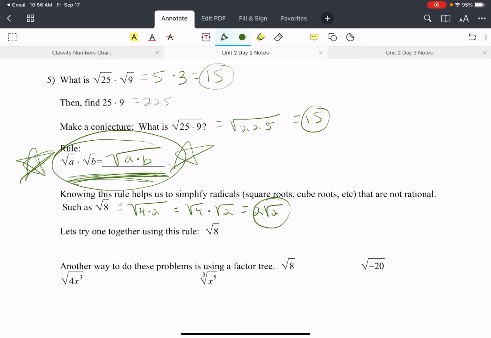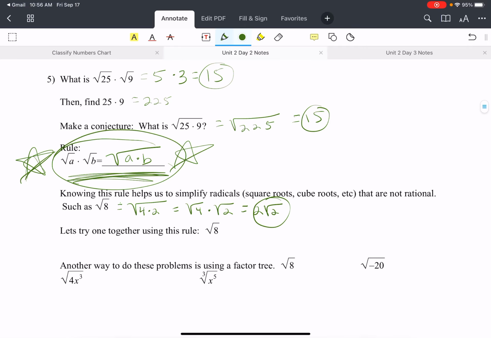Okay, so again, the other way is by using factor trees, okay? So what I'm going to do is I'm going to take this 8 and I'm going to make a factor tree. So I'm going to look for numbers that go evenly into 8. Okay, so like on the last one, 4 and 2 are good.